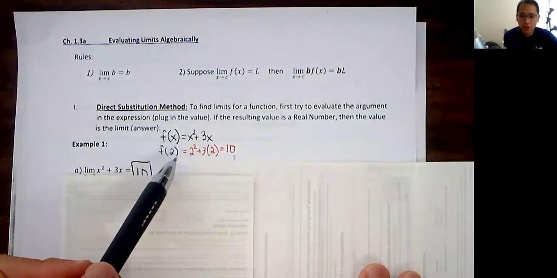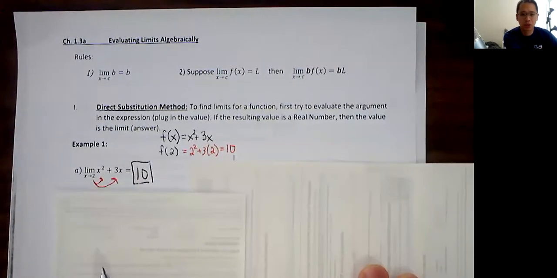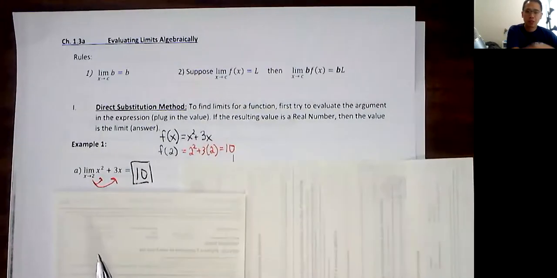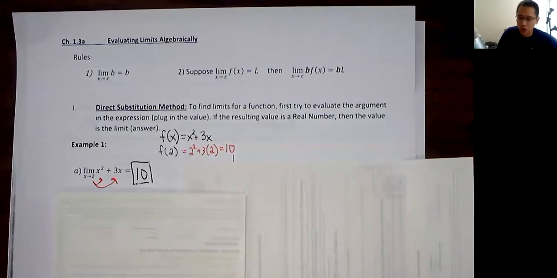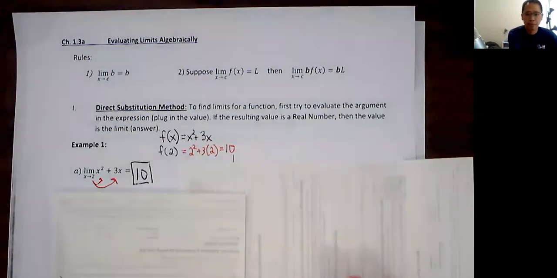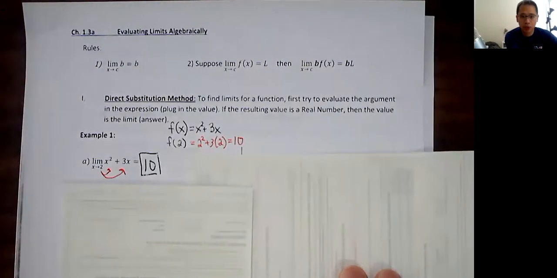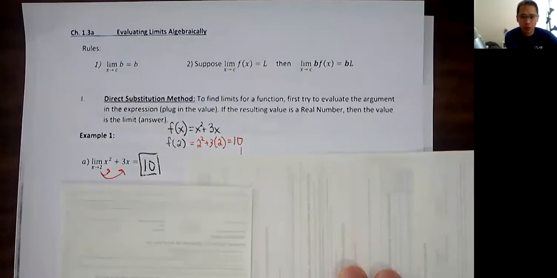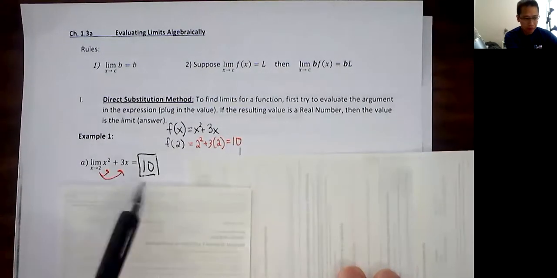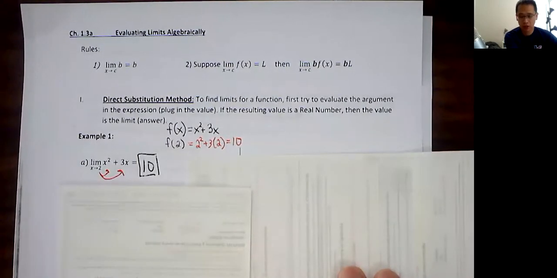We're going to approach it the same way with limits. We're going to treat every limit expression as just a function, plug in the value, and we just want to know whether we get a real number. So for a, we plug 2 in for the x's, we get 2 squared plus 3 times 2, 4 plus 6 equals 10. 10 is a real number, so that's our limit. There's nothing more that we need to do.